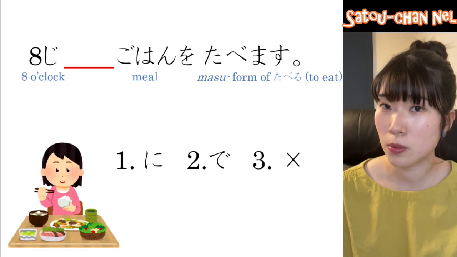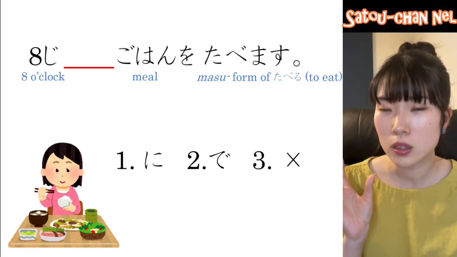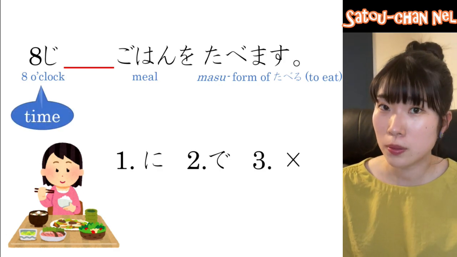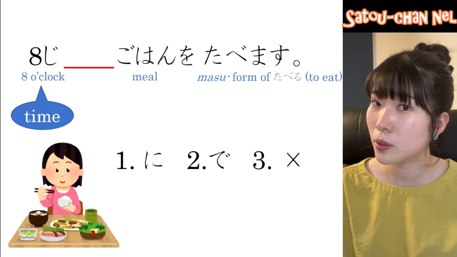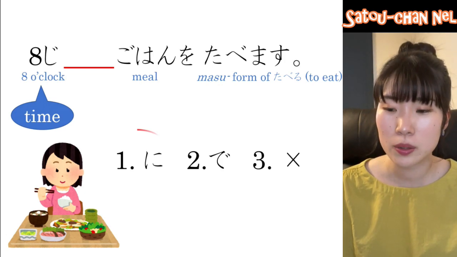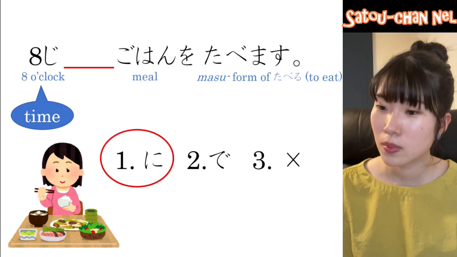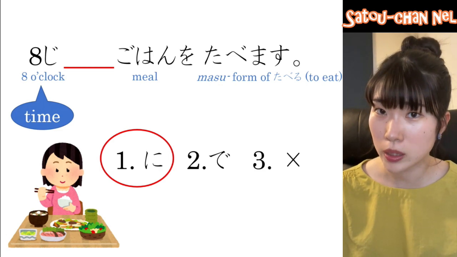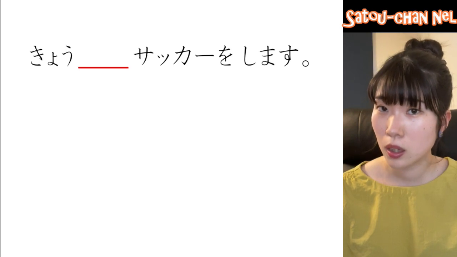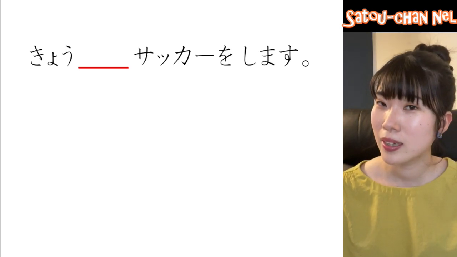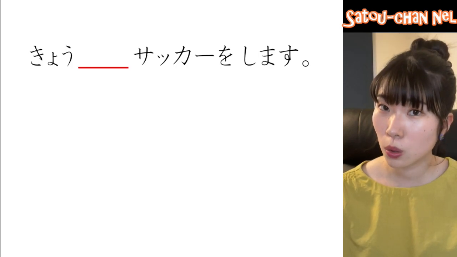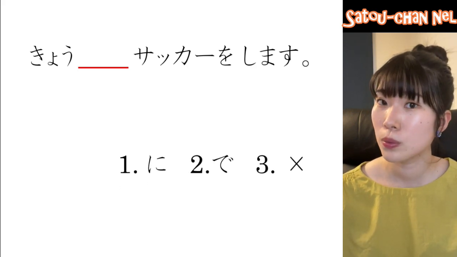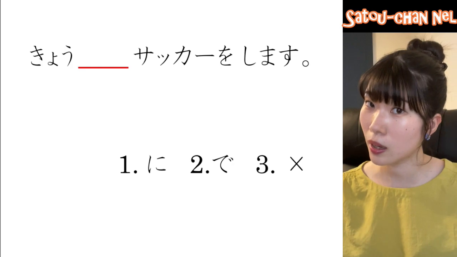The key point is the word before the blank. 8時, 8 o'clock, is the time when you do the action. So after the time, which particle should we add? Particle に. 8時にご飯を食べます. Next one. 今日 something サッカーをします. Do we have to put に, で, or nothing?